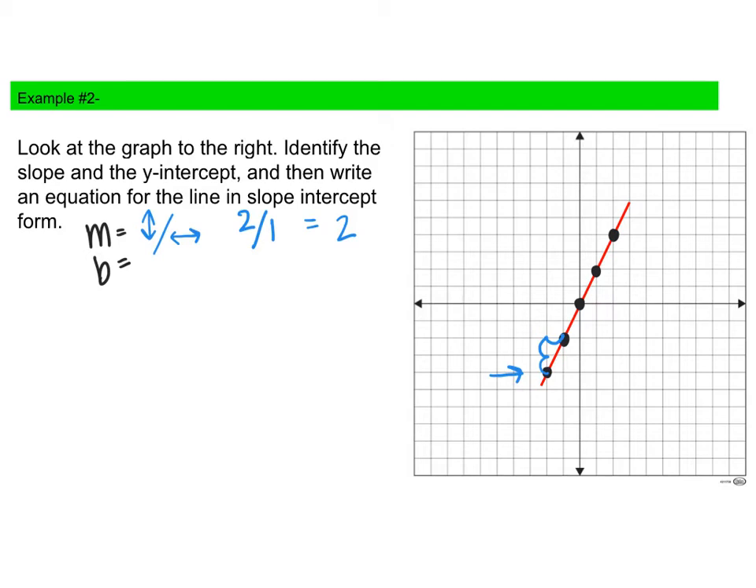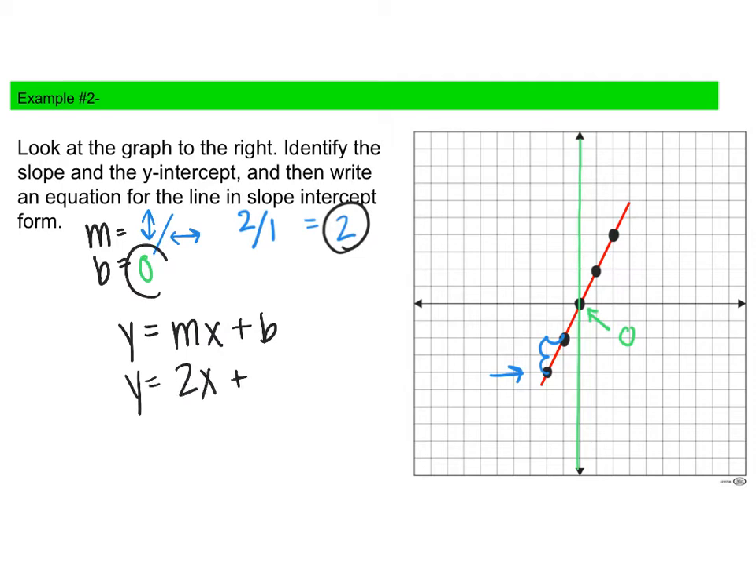The next thing I need to find is my y-intercept. Where does this cross my y-axis? Well, I can see that it crosses right here at this point. I'm not up any and I'm not down any, so this is crossing at 0. So my y-intercept for this is 0. Now that I have these two things, I can put it into my form, y equals mx plus b. Well, my m is a 2, so this becomes y equals 2x, and my b is a 0. So this is my equation for this line. Okay, please make sure you have all of this down.